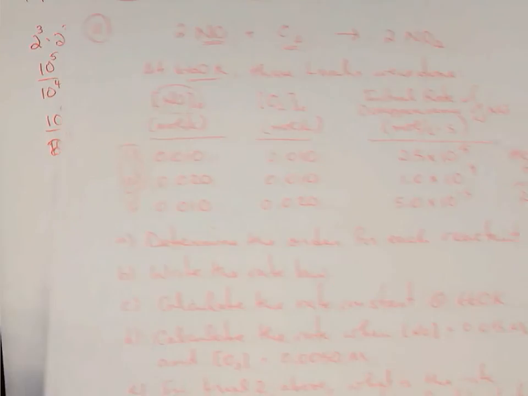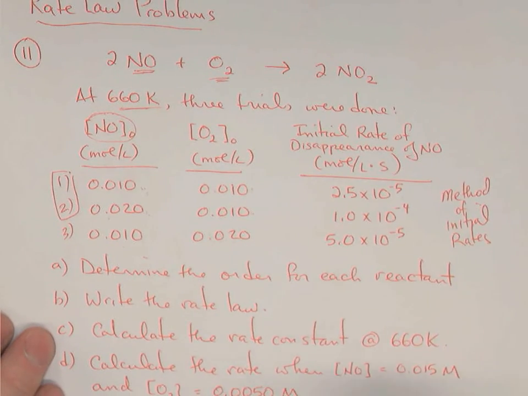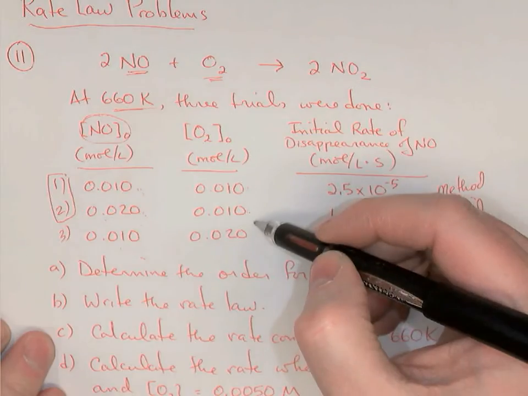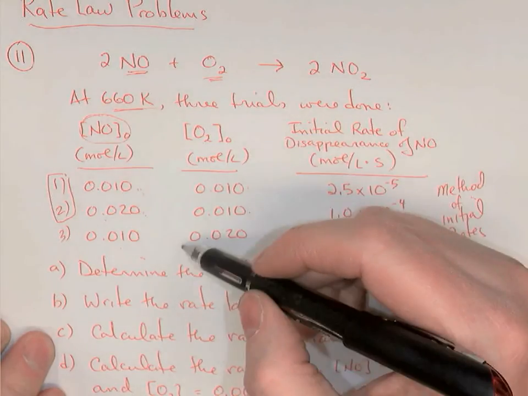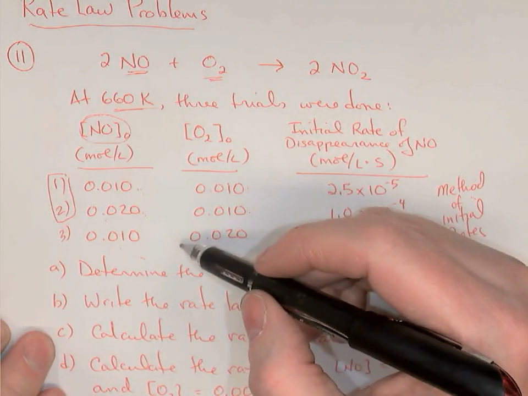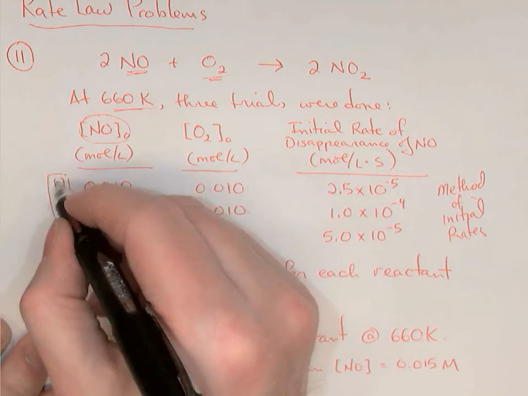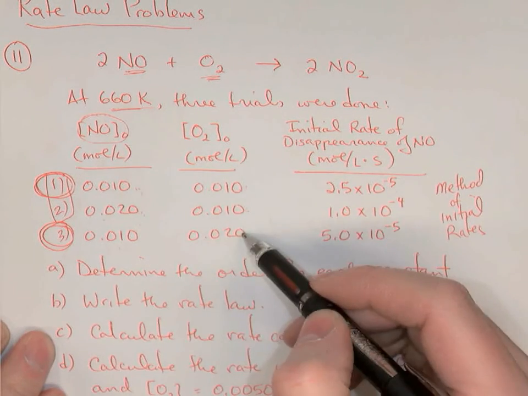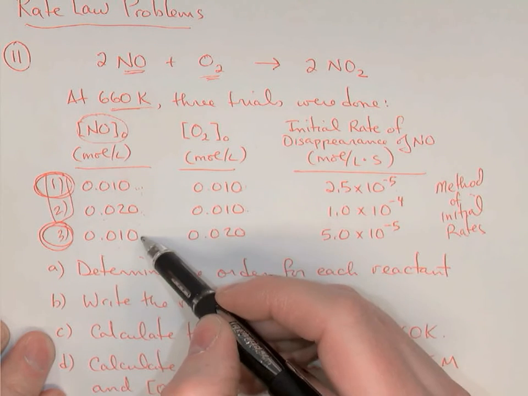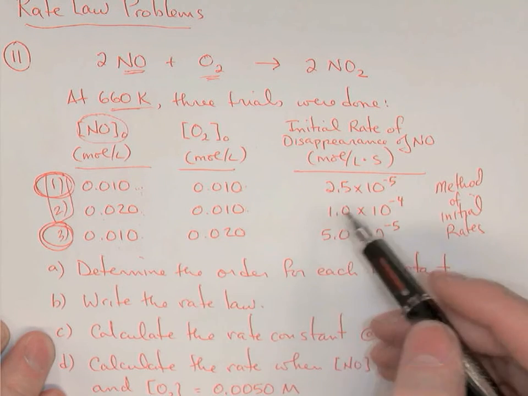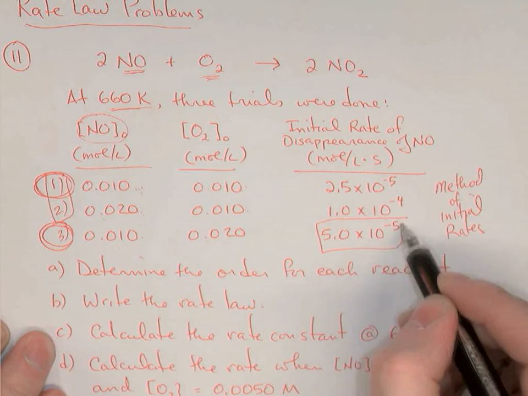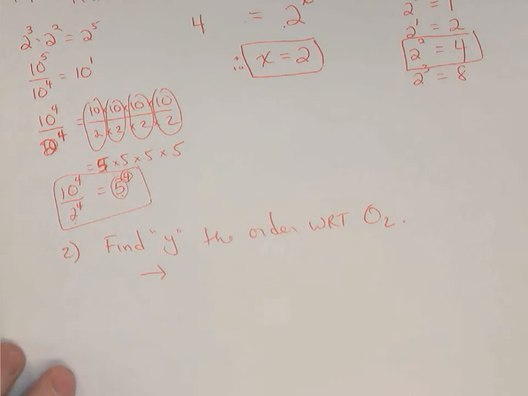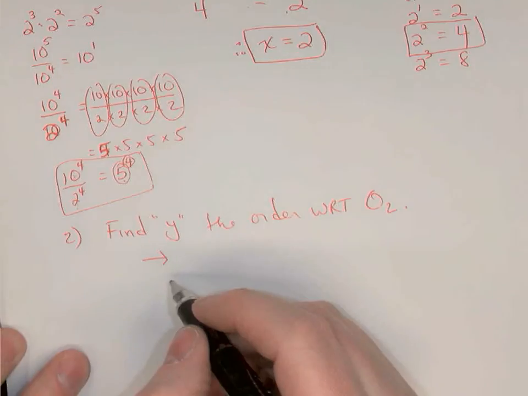In the data table, it would be best if we could find 2 trials where the oxygen concentration is changing, but where the NO concentration is held constant. So that looks like trial 1 and trial 3, right? The oxygen there changed, but the NO did not change. And when we look at those 2 trials, we notice that rate number 3 is larger than rate number 1. So let's divide rate 3 divided by rate 1.